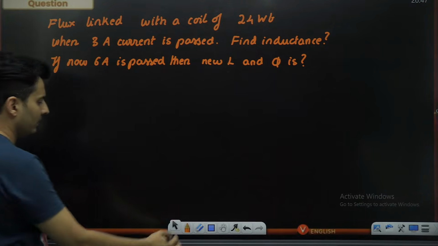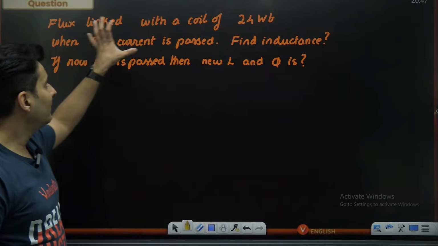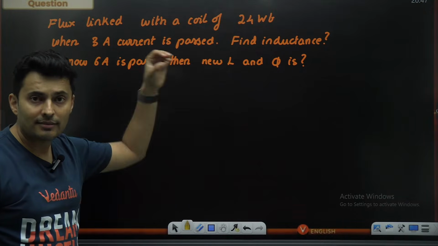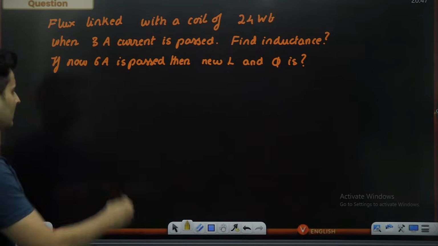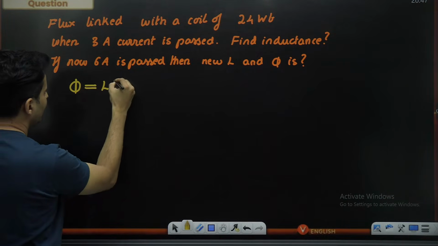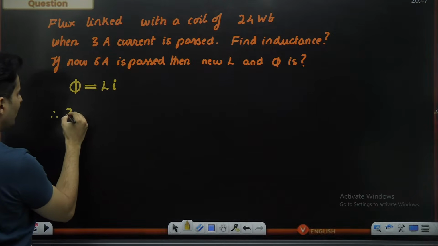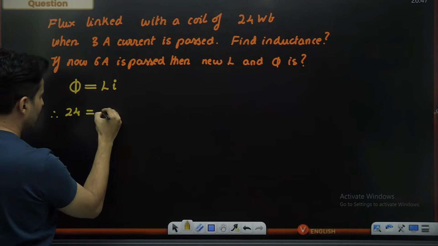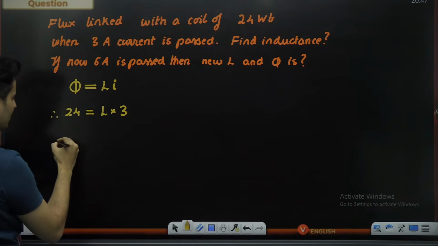Let's see how we solve it. As per the given scenario, the flux linked with a coil is given, current passed is also given, inductance is asked. That means phi is equal to Li is the equation which I have to use. This flux linked is given to be 24. Inductance I do not know. Current is given to be 3 amperes.